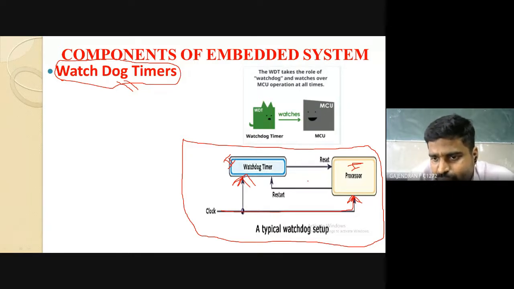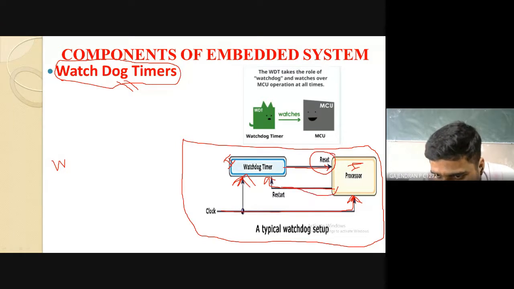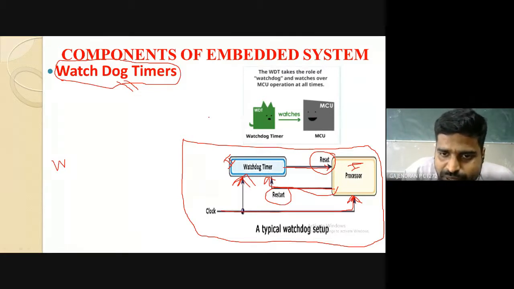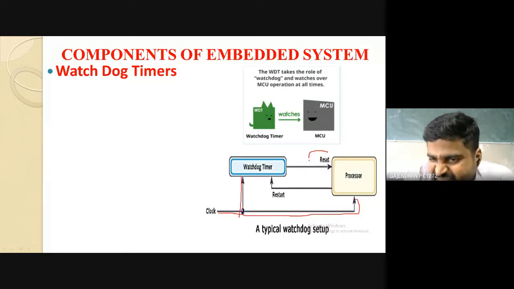Then, please observe two commands. One is from the watchdog timer to the processor. Another one is a command from the processor. Am I clear to you, sir? The signal coming from the watchdog timer is the reset signal. The signal coming from the processor is restart. Is it clear up to this? Yes. Two blocks are tied with the same clock pulse. Then only two signals, reset and restart.